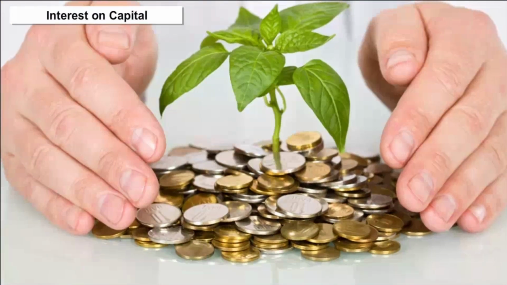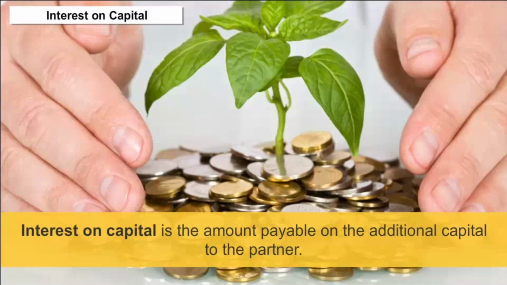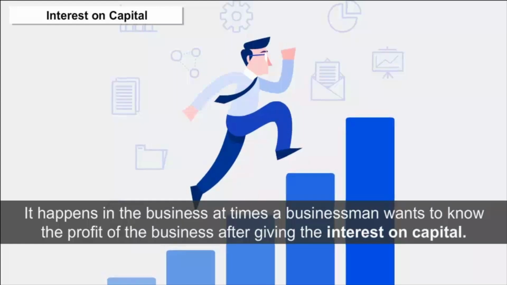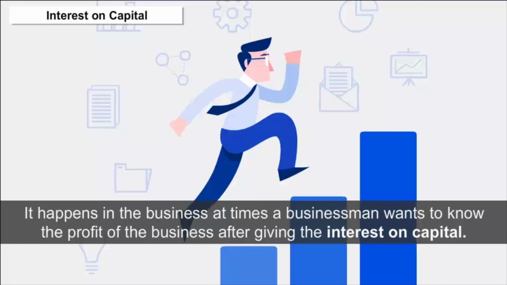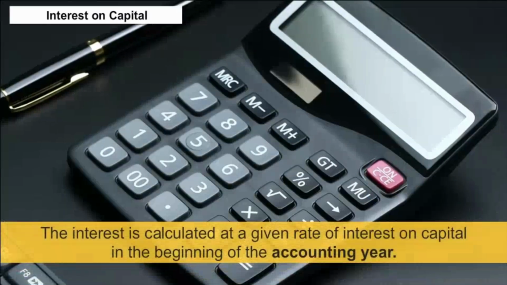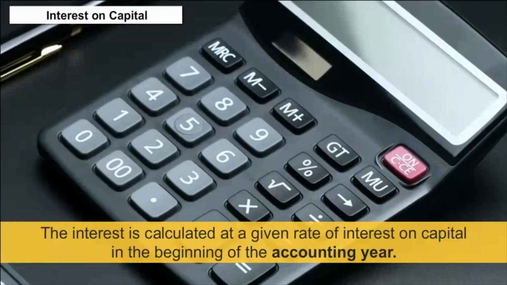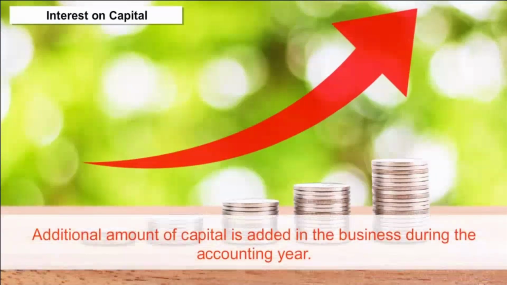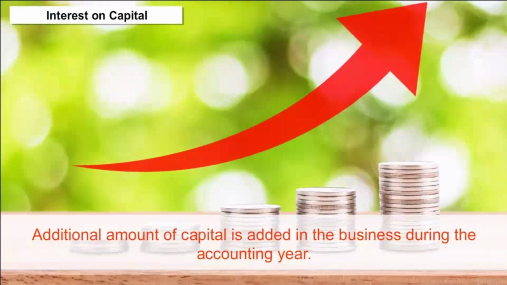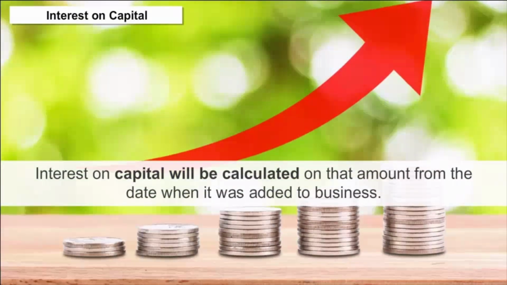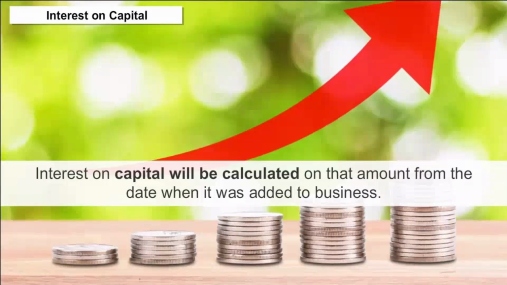Interest on capital is the amount payable on the additional capital to the partner. It happens in business at times that a businessman wants to know the profit of the business after giving the interest on capital. The interest is calculated at a given rate of interest on capital at the beginning of the accounting year. If additional capital is added in the business during the accounting year, then the interest on capital will be calculated on that amount from the date when it was added to the business.